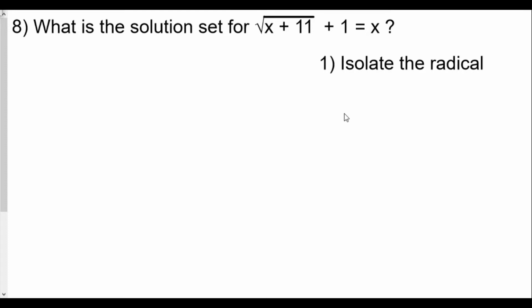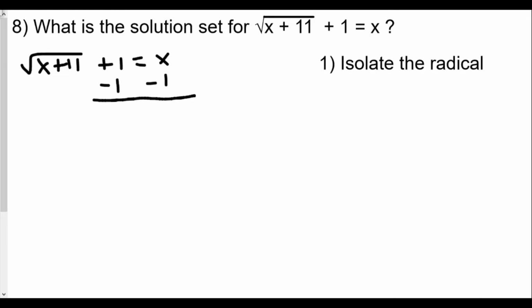So everything in this case that's not attached to the radical, outside the radical, we want to move over to the other side. And that means that plus 1 goes to the other side. So we're going to subtract 1 on both sides. So we now have the square root of x plus 11 equals x minus 1.